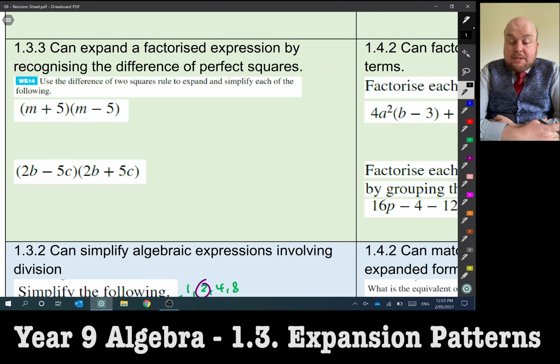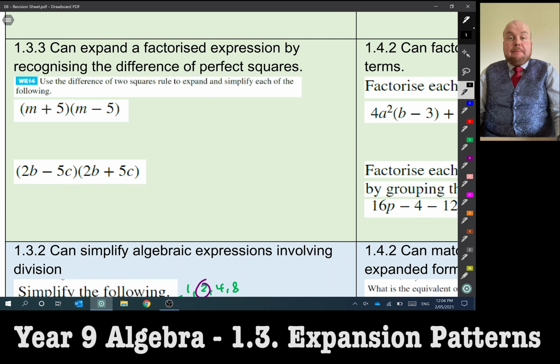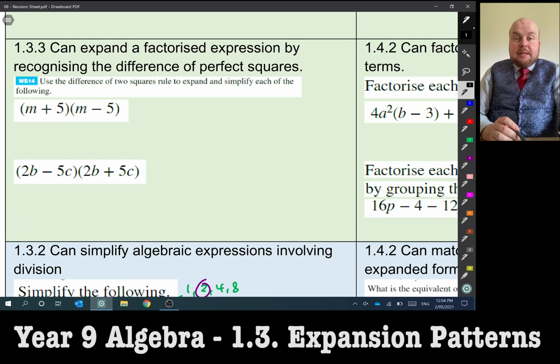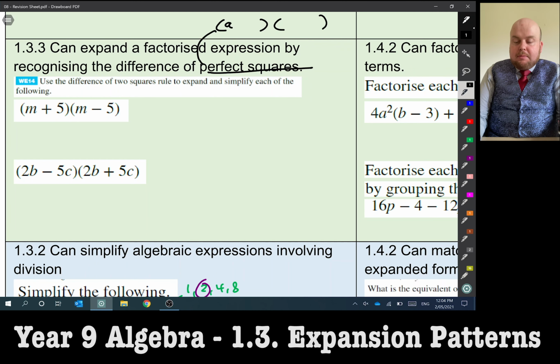1.3.3 can expand a factorized expression by recognizing the difference of perfect squares. The perfect squares pattern develops when you see a certain lineup of terms in brackets: something, which we'll call A, minus something else, and then that same number plus the other one. Or it can be written the other way around. That's also fine.